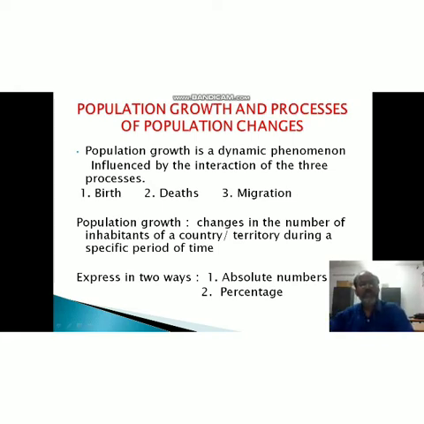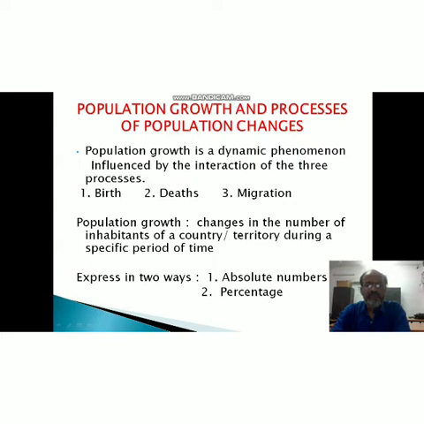Now we will discuss population growth and processes of population change. Population growth is a dynamic phenomenon. That means it is continuously changing. It is decreasing or increasing. So we can say that population growth is a dynamic phenomenon. There are three things we should know: births, deaths, and migration. Later we will discuss these things. So we should know what population growth is.